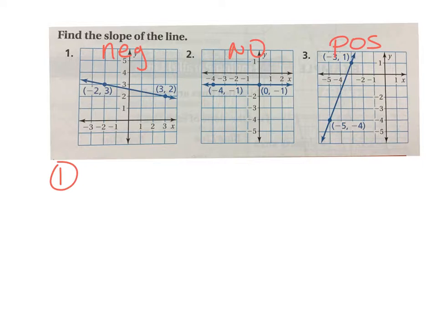So, for number 1, we start at the leftmost point, and my rise is up or down. Which way am I going? Down. How many? 1. So I'm going to say negative 1 over. What's my run? 5. So negative 1/5 is my slope.